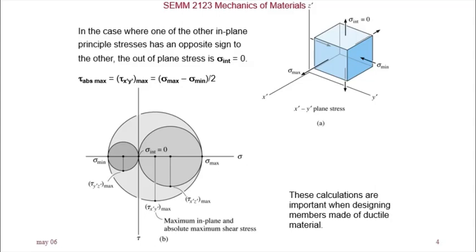Now we have another case where one is positive and one is negative. In this case, sigma max or sigma 1 is positive, and sigma 2 is negative. This is minimum stress. This is maximum normal stress or principal 1, and this is minimum normal stress or principal 2. Now if one is positive and the other is negative, what we then have is this graph here.